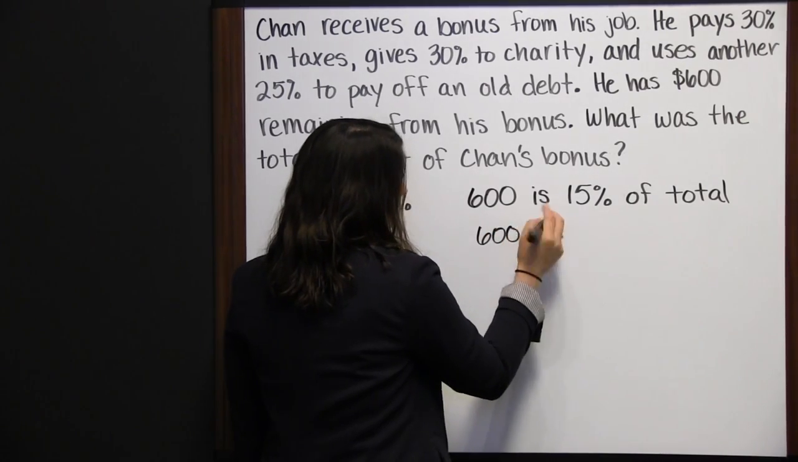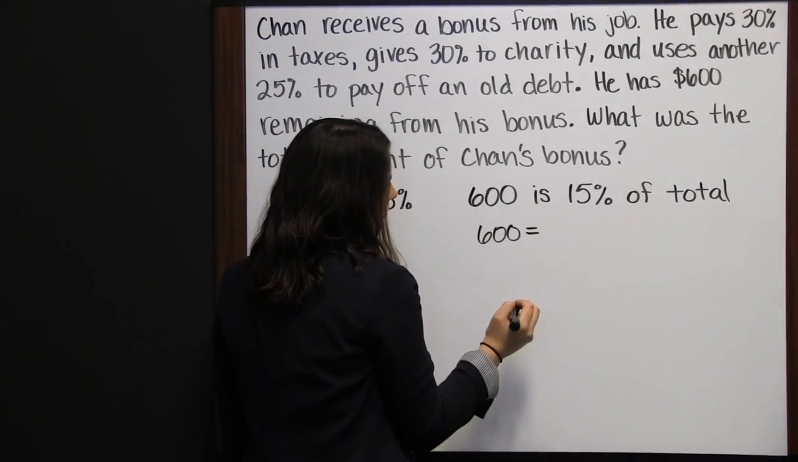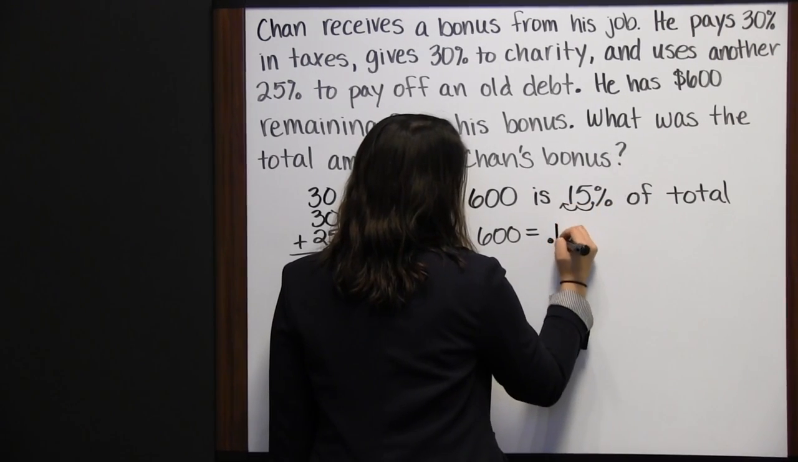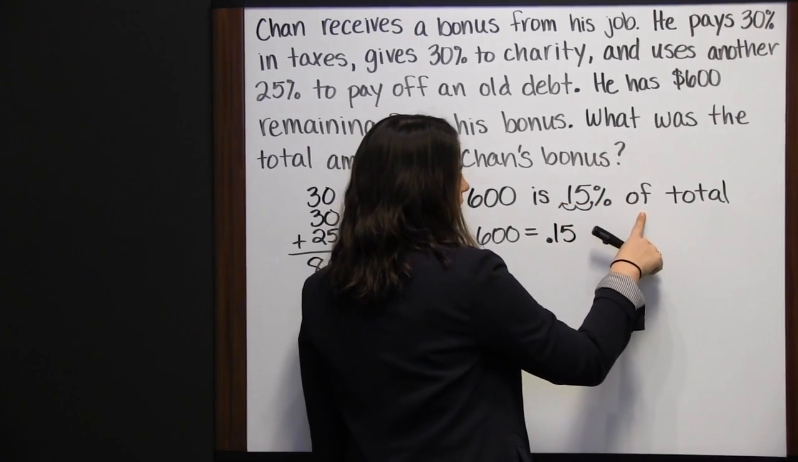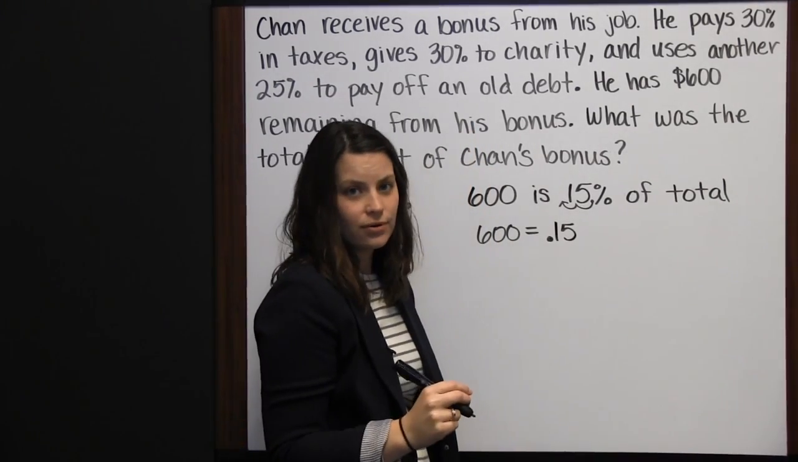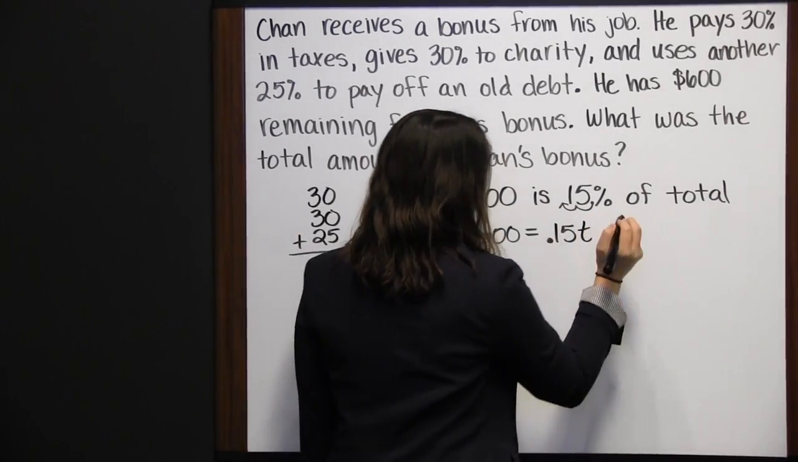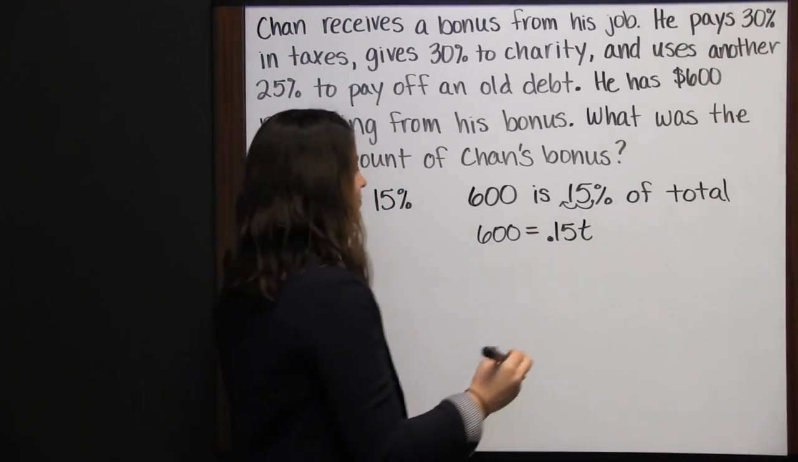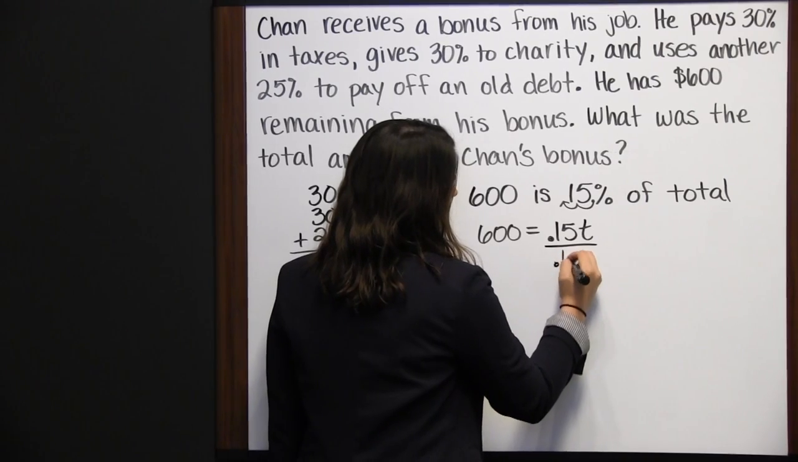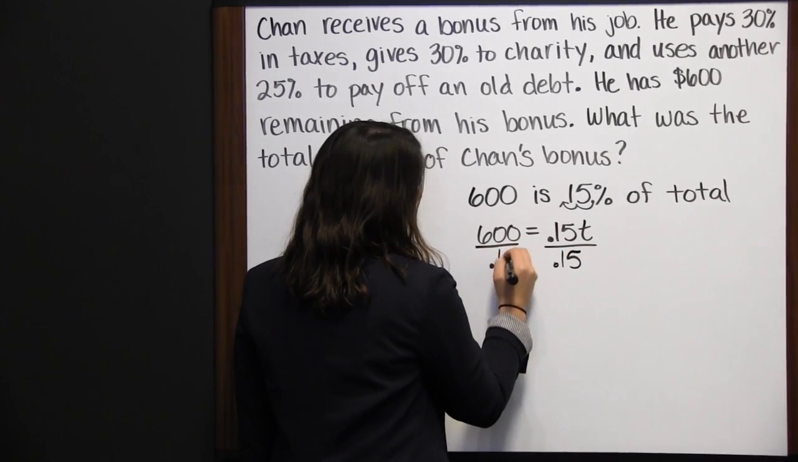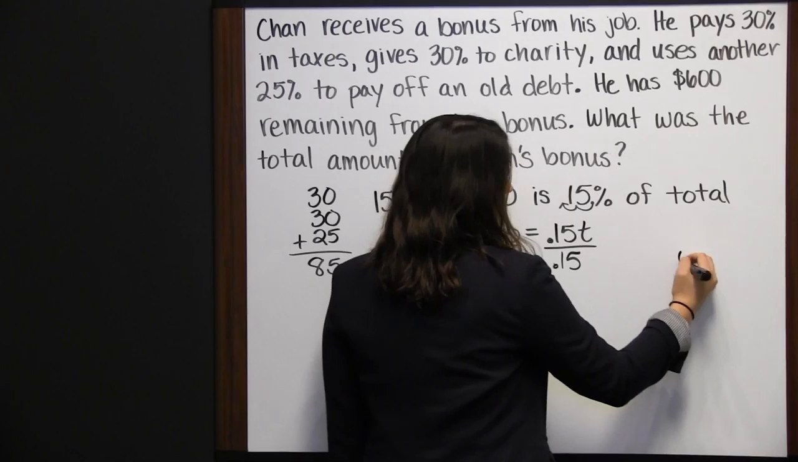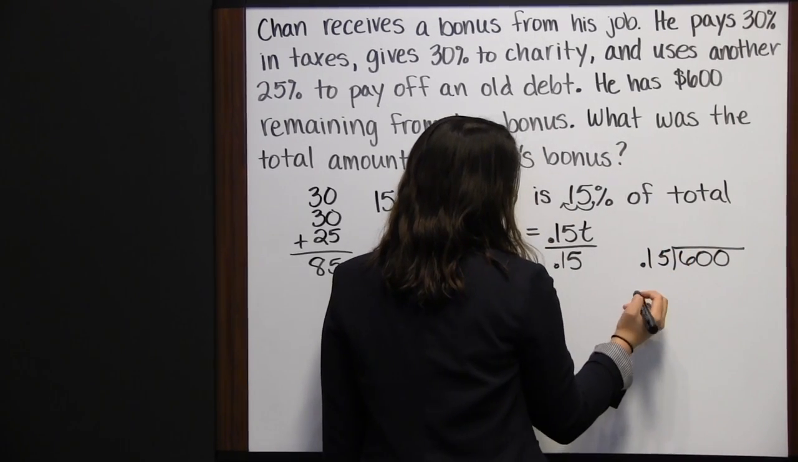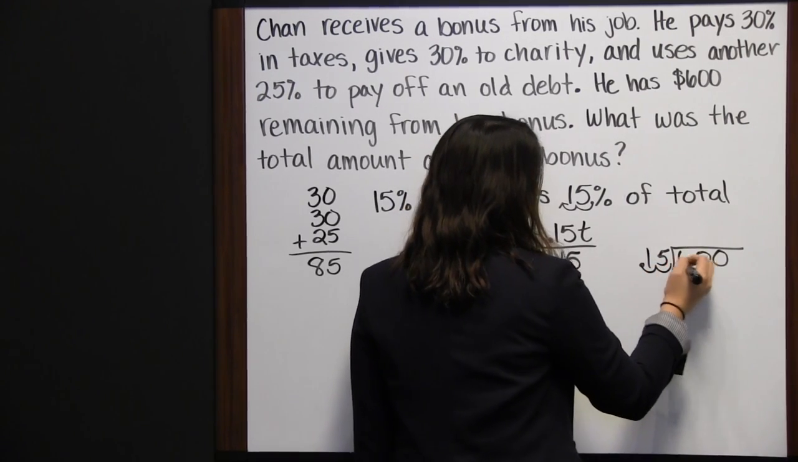600 equals, change the percent to a decimal, 15/100, of means to multiply, and we don't know the total, so use a variable, like t. And now we just need to solve for t. So divide both sides by 15/100. So 600 divided by 15/100. We need to move the decimal two places to the right.